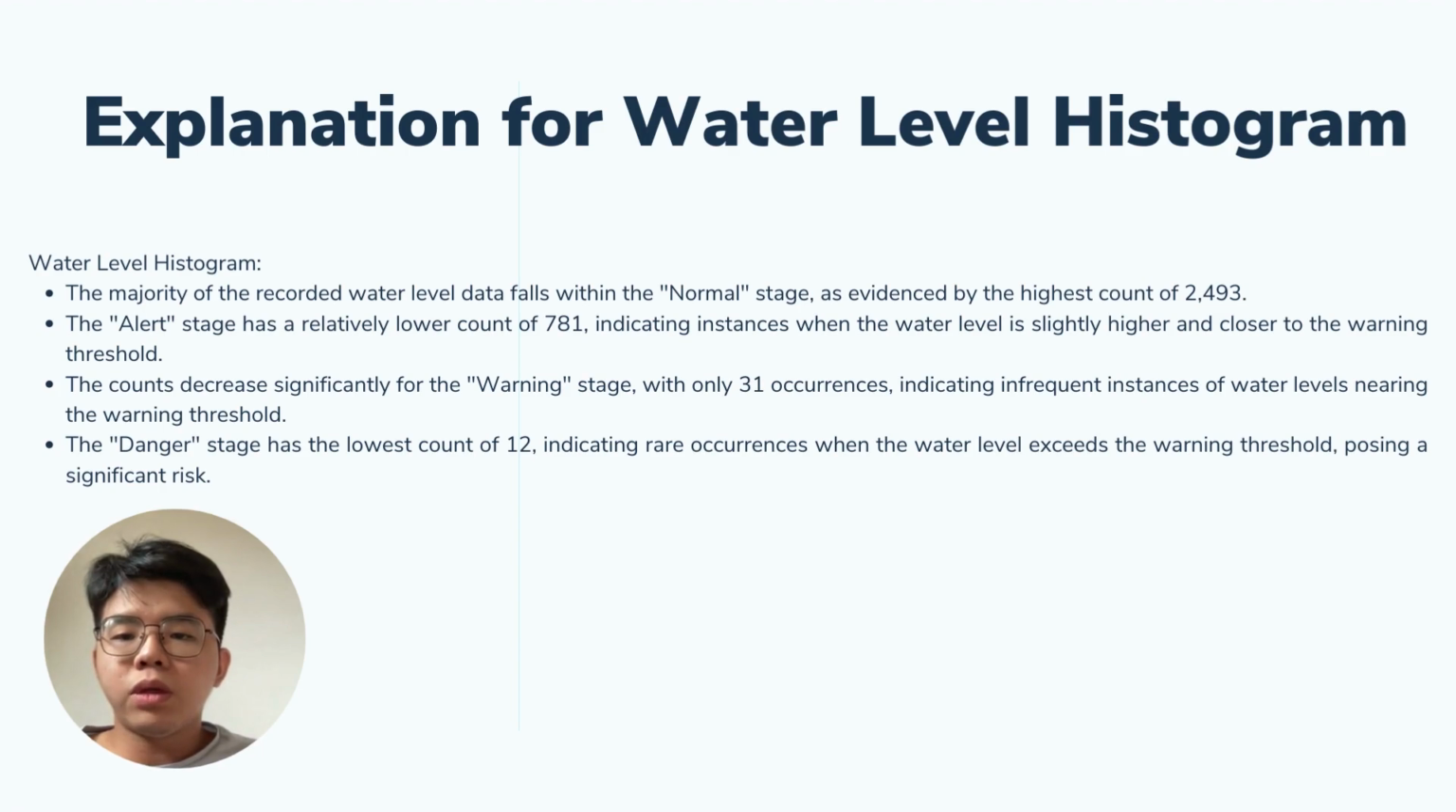The majority of the recorded water level data falls within the normal stage, as evidenced by the highest count of 2,493. The alert stage has a relatively lower count of 781, indicating instances when the water level is slightly higher and closer to the warning threshold. The counts decreased significantly for the warning stage, with only 31 occurrences, indicating infrequent instances of water levels nearing the warning threshold. The danger stage has the lowest count of 12, indicating rare occurrences when the water level exceeds the warning threshold, posing a significant risk.